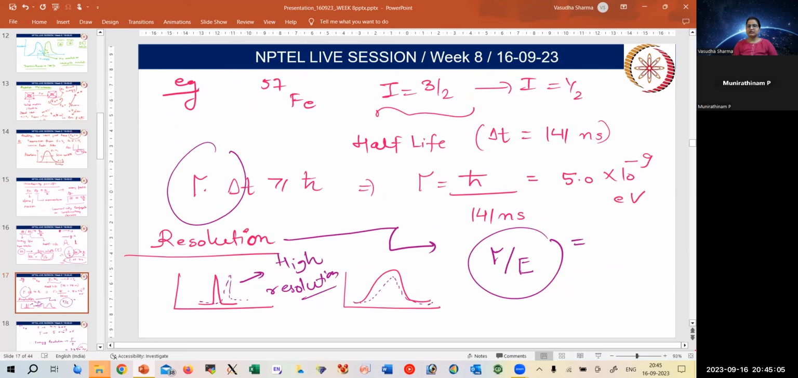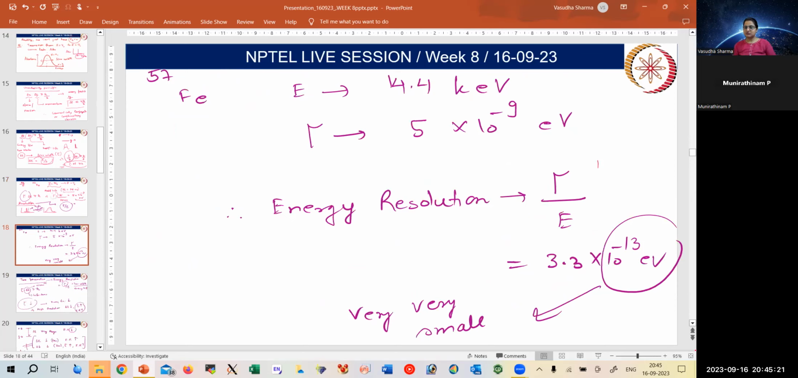So if we take the case of iron-57, there would be a transition from I equals 3/2 to 1/2, which has a half-life of 141 nanoseconds. And from there, you can calculate the line width. So this comes out as the line width. Now, the resolution is the ratio of line width divided by the energy.